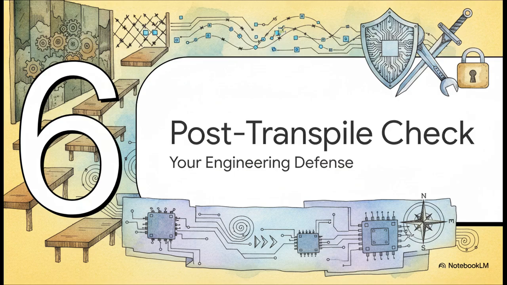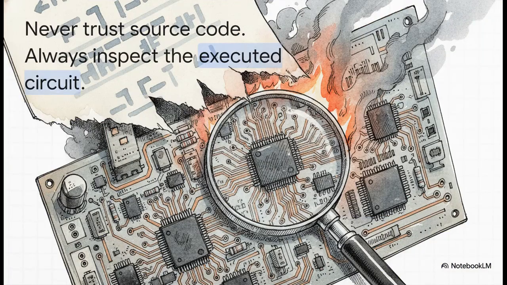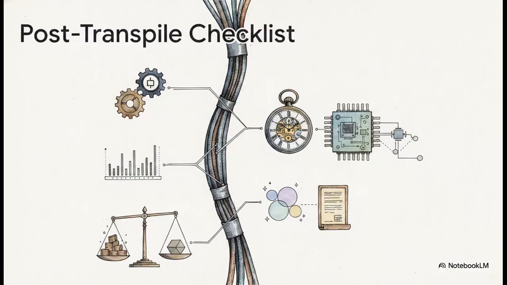Finally, the post-transpilation checklist. This is your engineering defense. Because we are navigating this aggressive physical obstacle course, we have to arm ourselves with the right metrics. If there is one core philosophy to take away from this entire explainer, it is this: never trust your source code. The code you write on your laptop is practically a fiction. The transpiled circuit, the one that has been expanded, routed, and mapped to drifting qubits, is the only circuit that matters. So, here is the definitive checklist you must inspect to ensure your mathematically correct algorithm is actually executable.